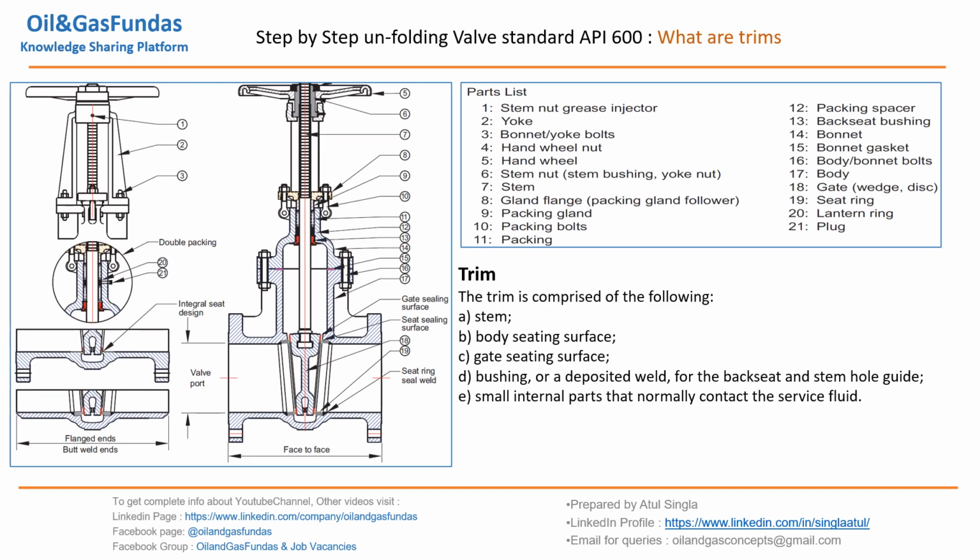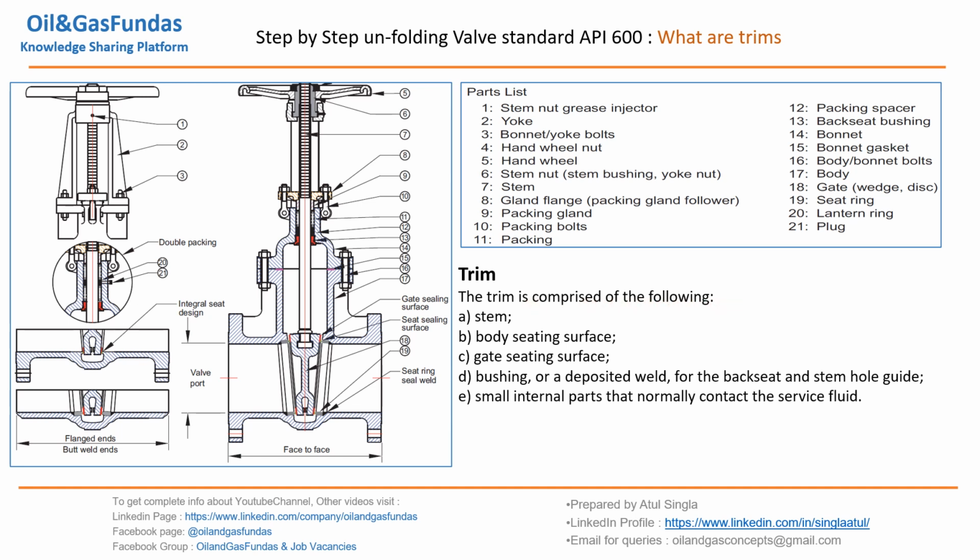Now let us come to the second part where we are going to cover the material for trims. First we need to understand what trims are. When this is a valve body and fluid is moving, whatever parts or items come in contact with the fluid, we call it trim. So wet items are trims.